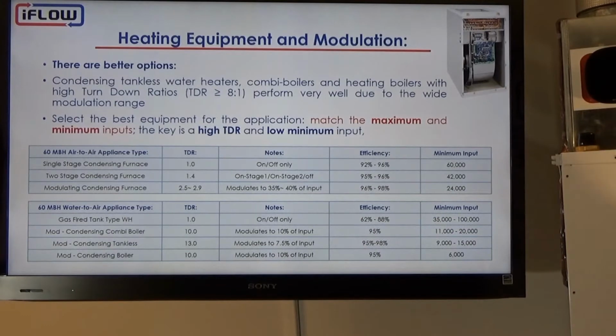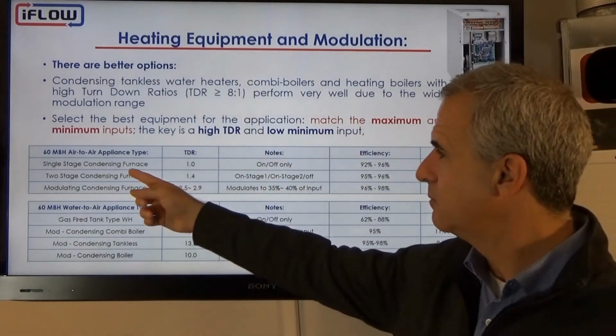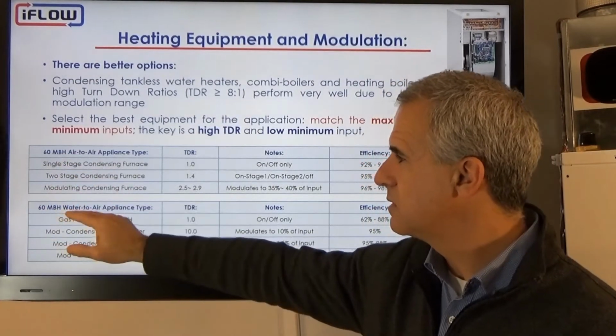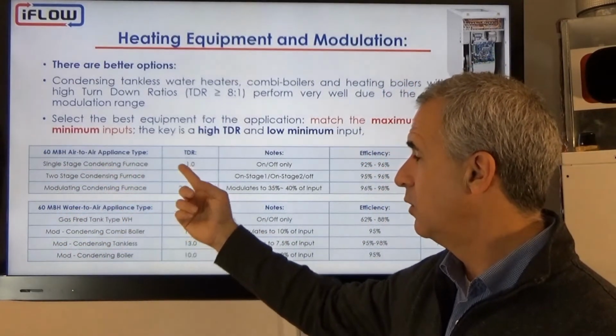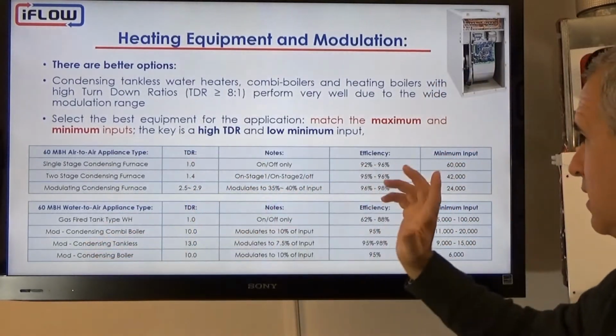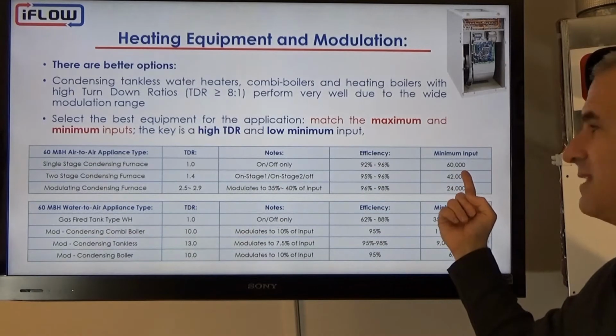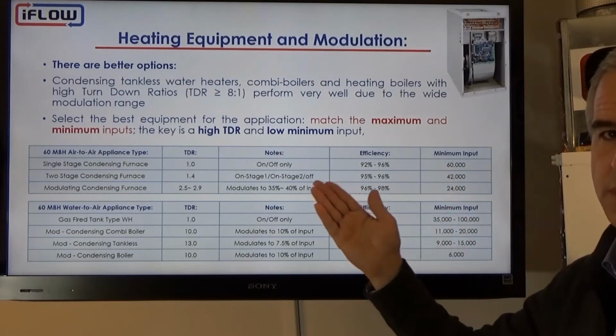But if you look at the minimum input, so if I have a 60,000 BTU furnace, for example, so these are all 60,000 BTUs. If I have a 60,000 BTU furnace that's coming on only as a turn down of 1, that means it's coming on and off. My minimum input is 60,000 BTUs. So if my heat load is anything less than 60,000 BTUs, the furnace is going to be cycling.